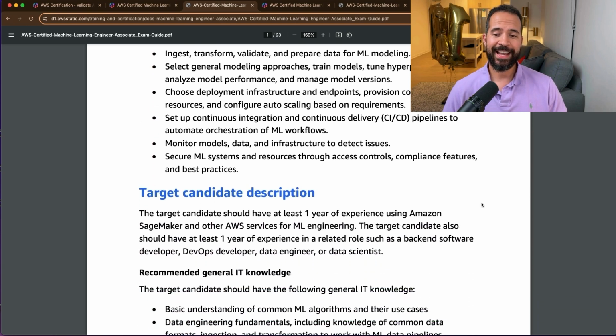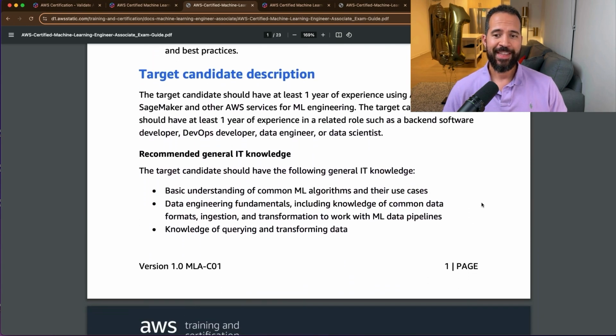Now here we see that target candidate description. The target candidate for the machine learning engineer associate should have at least 1 year of experience using Amazon SageMaker and other AWS services for ML engineering.